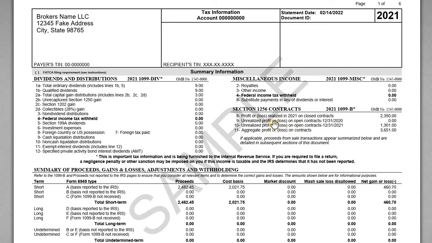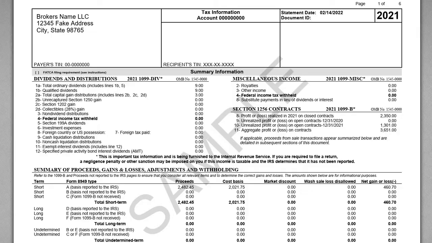And then we have the unrealized profit or loss on the positions at the start of the year and at the end of the year. Now you notice at the start of the year it's zero because John opened this account in 2021. So he didn't have any unrealized gains or losses at the start of the year. But at the end of the year, he does have some unrealized gains on some open positions, and that amount is $1,301. And then the broker will total up the amounts for you based on the movements here. And so he's got $3,651 of aggregate profits on these contracts. And this is the amount that is being reported on the 6781.